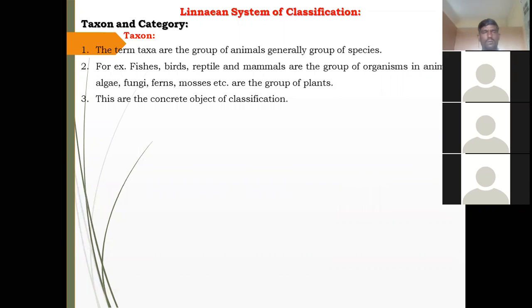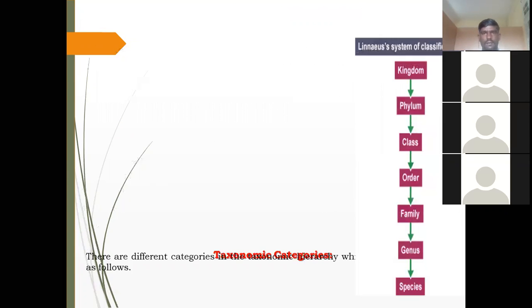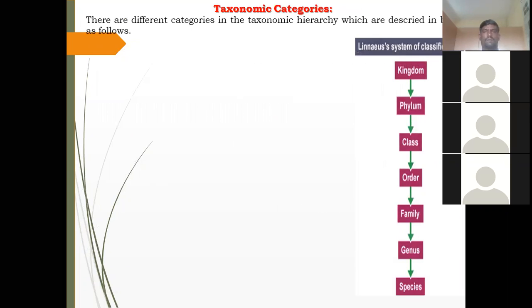In that we observed some important aspects named taxa and category. I think we stopped there, that is taxonomic category. Now today we start this point, what is the taxonomic category and types of taxonomic category. These systems are described and adopted by Carl Linnaeus, so it is called the linear system of classification. So let us start, what is the taxonomic category.